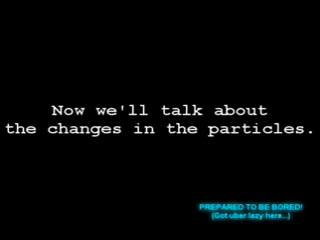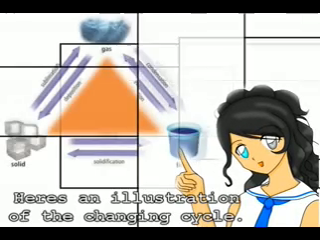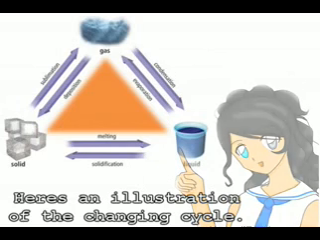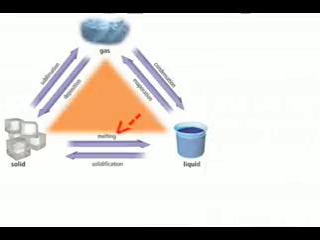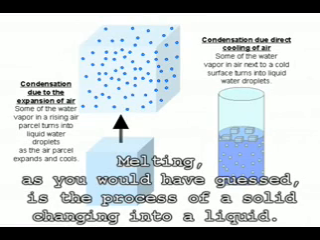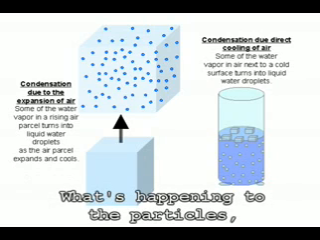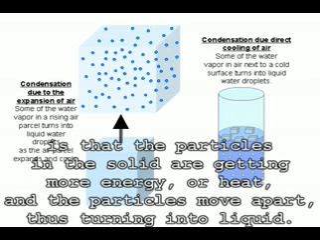Now we'll talk about the changes in the particles. Here's an illustration of the changing cycle. Let's start with something that you may have heard of before, melting. Melting, as you would have guessed, is a process of a solid changing into a liquid. What's happening to the particles is that the particles in the solid are getting more energy, or heat, and the particles move apart, thus turning into liquid.